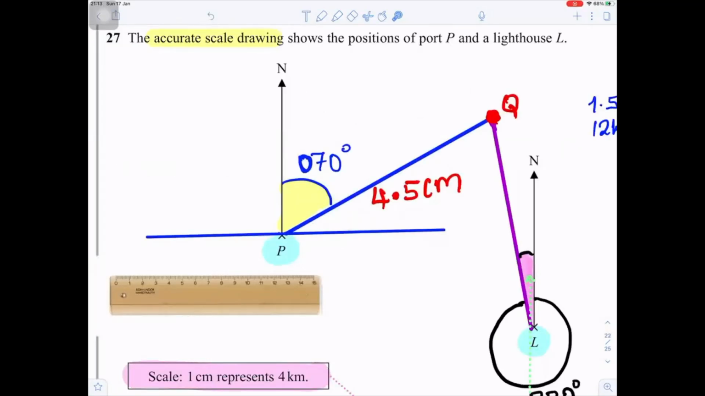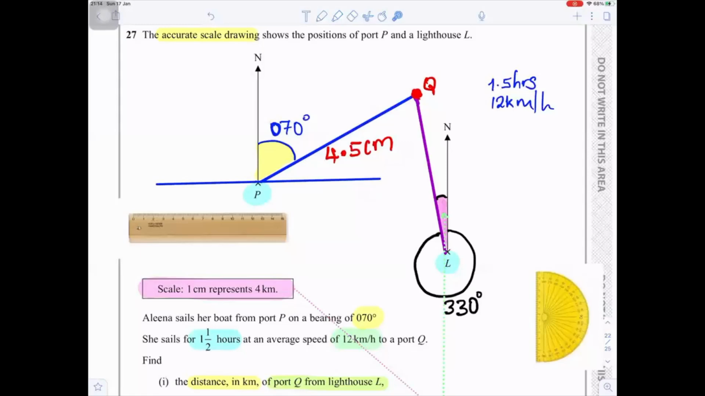Question 27. The accurate scale drawing shows the positions of port P and the lighthouse L. So that's port P and the lighthouse L. Scale: 1 centimeter represents 4 kilometers. Alina sails her boat from port P on a bearing of 070 degrees. She sails for 1.5 hours at an average speed of 12 kilometers per hour to port Q. Find the distance in kilometers of port Q from the lighthouse.